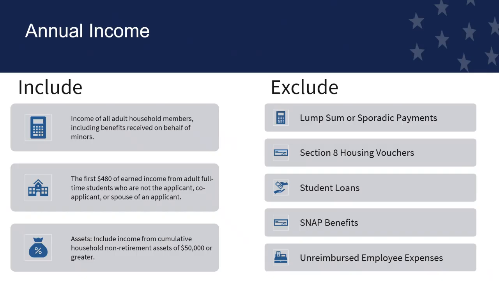And we also have a list of income sources that are excluded from annual income, which are lump sum or sporadic payments, Section 8 housing vouchers, student loans, SNAP benefits, and unreimbursed employee expenses.